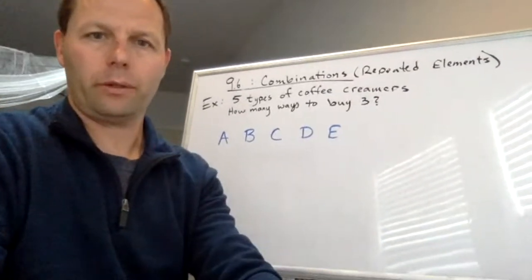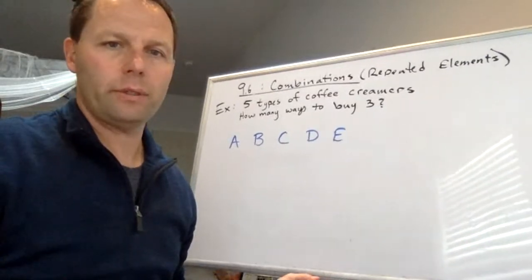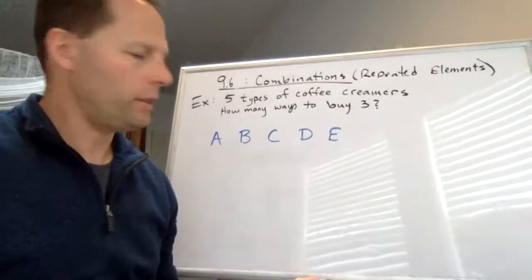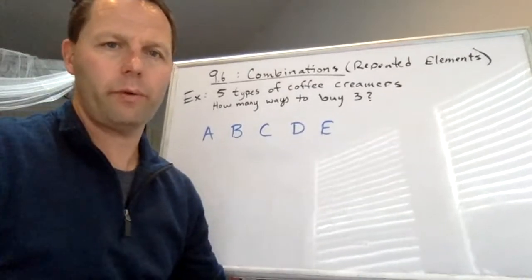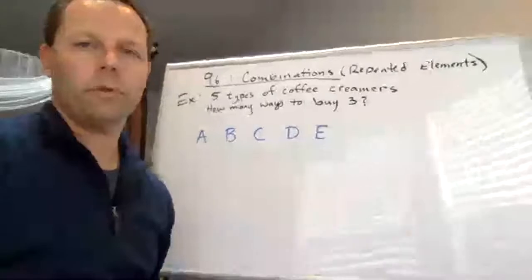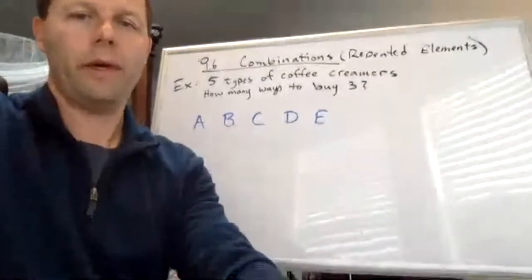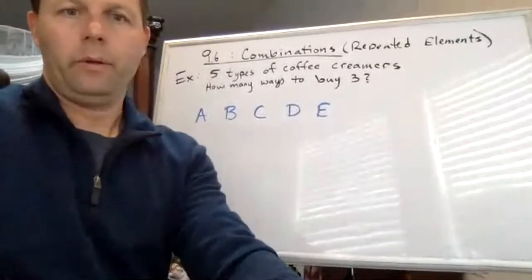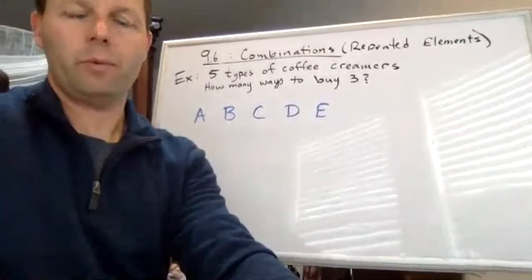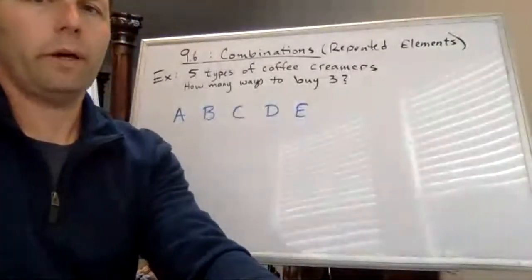All right, welcome back. So 9.6 is a really fun and interesting section, and it's about combinations, which is what we've been talking about. But now we can have repeated elements. So it's not like we're picking out of a certain number of things and then we can't have them anymore, but we can always have another one of what we just picked.